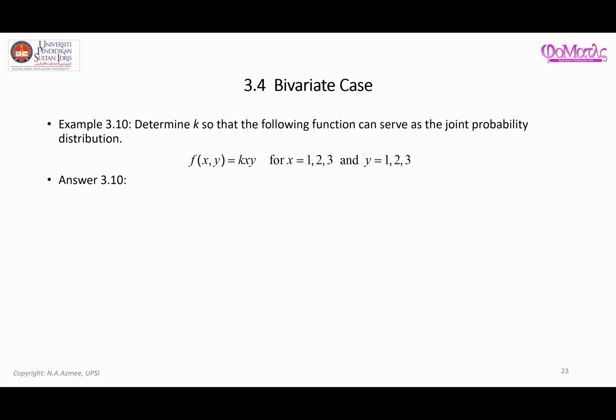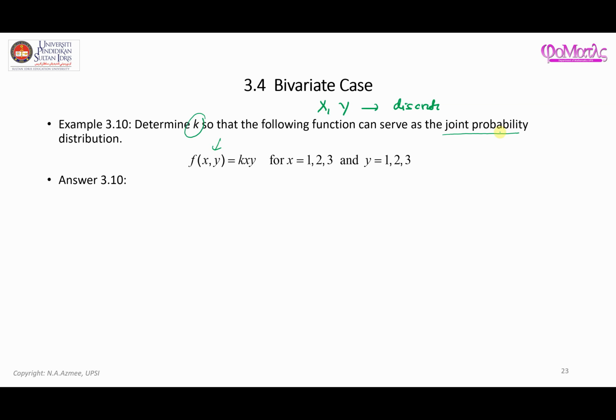Okay, so here we've got two random variables, x and y, and they are both discrete random variables, defined together in a joint sample space. In this example, we are going to determine what's the value of k so that this function here can serve as the joint probability distribution.